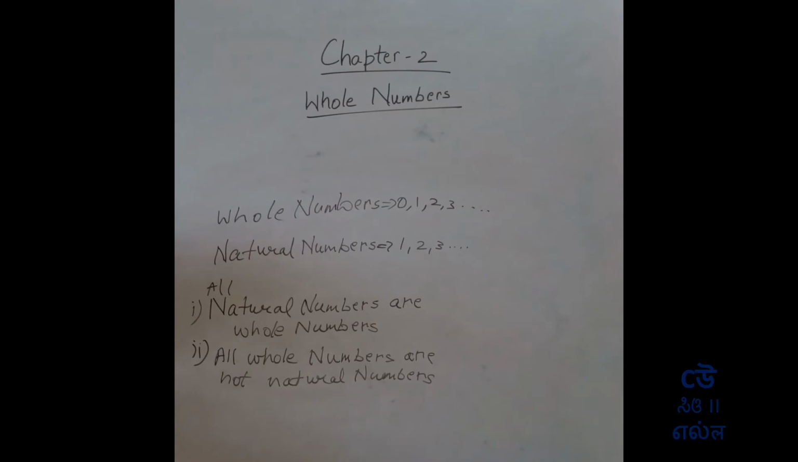Understood, children? These you have to keep in mind. They might ask in the test and exams for you. Like they can ask, are all natural numbers whole numbers? You have to tell yes, all natural numbers are whole numbers. Next, are all whole numbers natural numbers? No, all whole numbers are not natural numbers, because in natural numbers we have 1, 2, 3. In whole numbers we have 0, 1, 2, 3. Is 0 in natural numbers? No. So all whole numbers are not natural numbers. Okay.